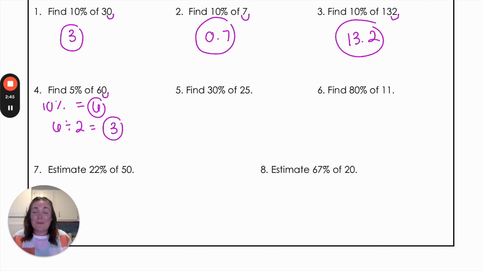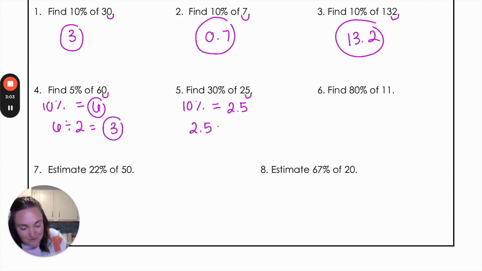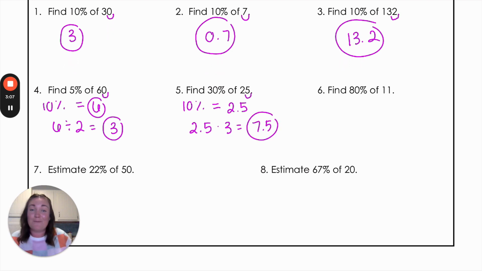If I want to do the same thing but do 30% of 25, again, always starting out with that base benchmark 10% by moving that decimal one time to the left. So 10% of 25 is 2.5. 30% is going to be 3 times that 10%. So I'm going to take 2.5 times 3 this time, which would give me 7.5.